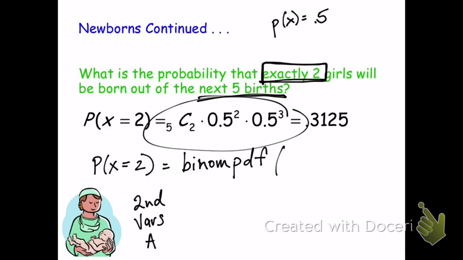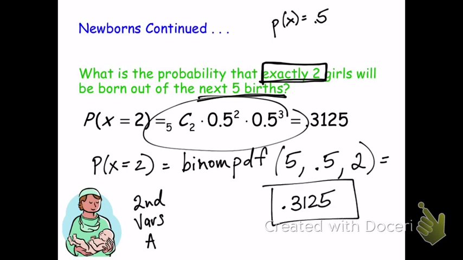Then it's going to prompt you for trials. The P is probability, and X is the X value, which is the X equals 2. So how many trials do I have? 5, so I'm going to put a 5. My probability is 0.5, and my X value is 2. So 5, 0.5, 2, hit paste, and you should get 0.3125.